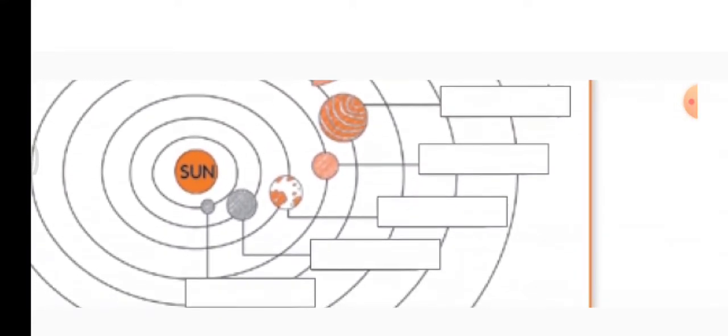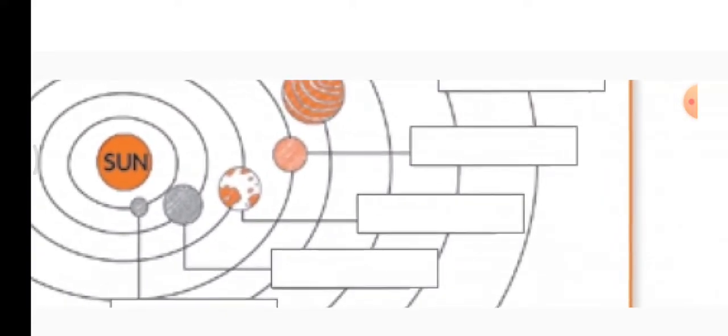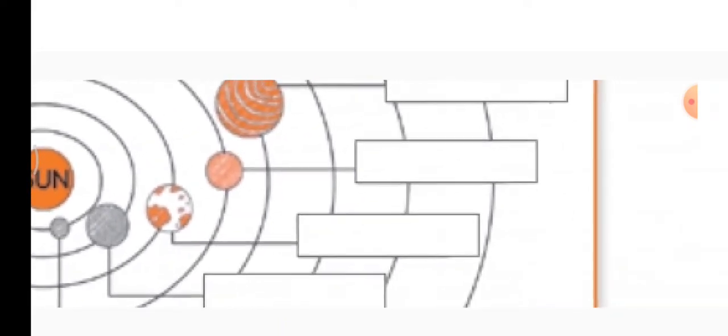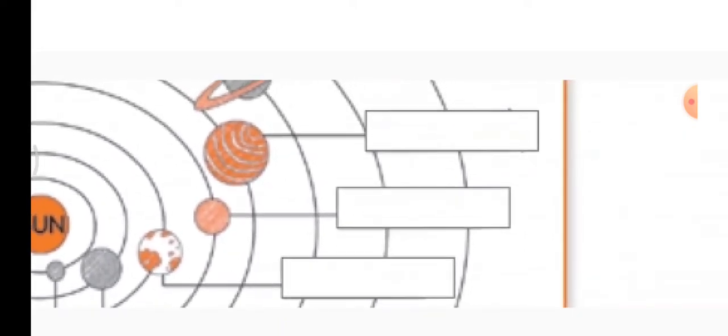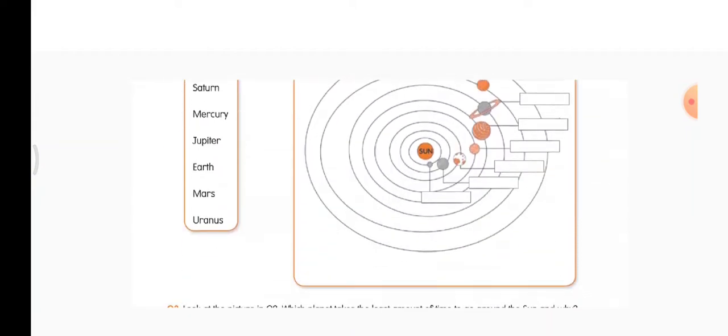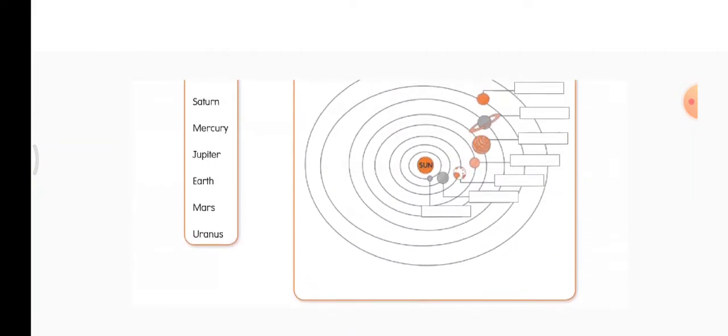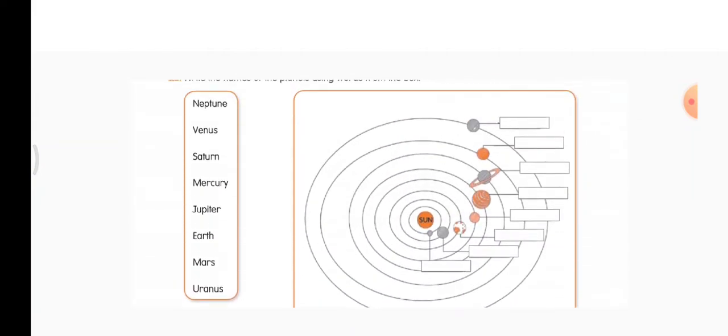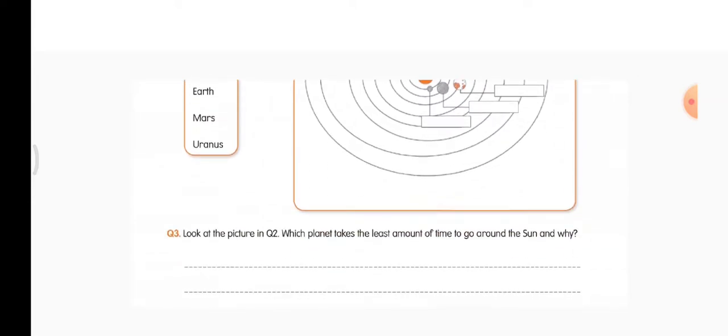So with a pencil you write very neatly. Third is Earth, fourth is Mars, fifth is Jupiter, sixth is Saturn, seventh is Uranus, and eighth is Neptune. Right? In this order you write it. I repeat once again. From the bottom you start writing in the boxes: Mercury, Venus, Earth, Mars, Jupiter, Saturn, Uranus, and Neptune.